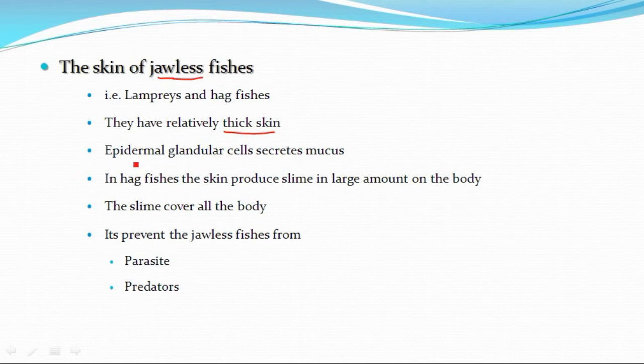The epidermal glandular cells secrete mucus, meaning that the skin of jawless species has epidermal glands that secrete mucus. In a hagfish, the skin produces a large amount of slime on the body. The slime covers the whole body and prevents parasite attack and also protects from predators. So this is the skin of jawless species.